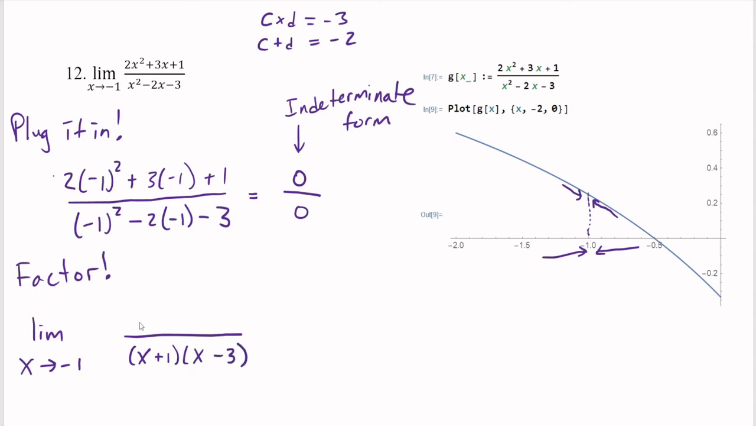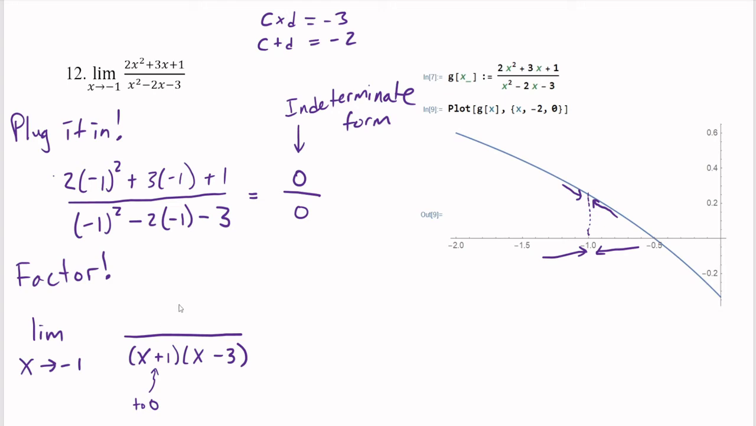FOIL that back out. X squared, I'll have negative 3x's, a positive x. Those will become negative 2x's, awesome. And then lastly, I'll have the positive 1 times negative 3. That's your negative 3. So, okay, awesome, factored. And so we see here, yep, there is a factor that's trying to get me to 0. But this other factor is not, right? This other factor, when I plug in negative 1, is not 0. So this is trying to go towards 0.